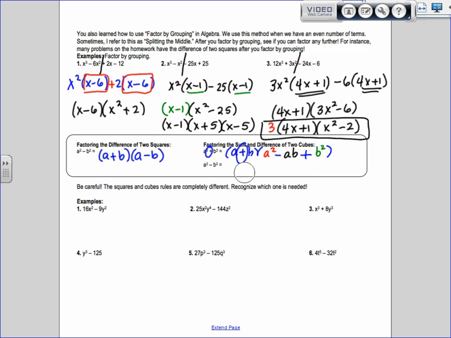Okay, so same idea if you had the difference of two cubes. So you're going to have a minus b, you just drop the cubes. You square the first item, a squared. You square the last item, b squared. You multiply the two items together, ignoring the sign, right? A times b. And then it's same, opposite, always positive. Okay, so that's the pattern. So we'll do several of those.